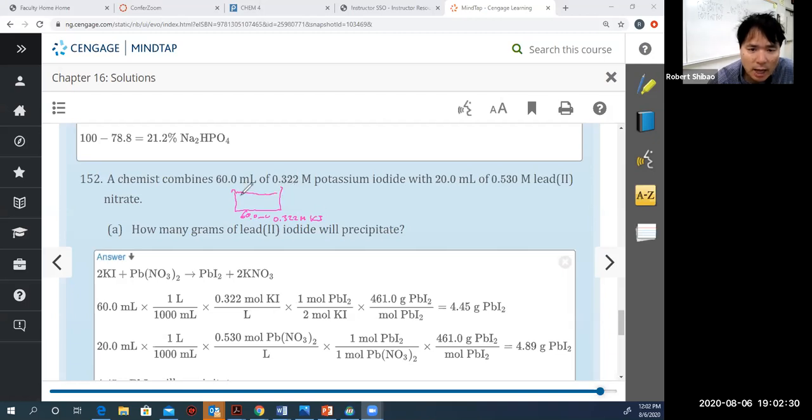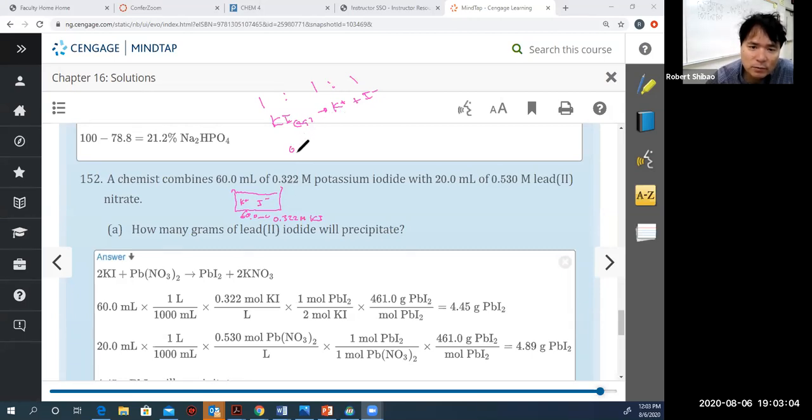For every KI, we have one potassium and one iodide. When we have KI aqueous, it's soluble. It splits up. This is a strong electrolyte, so strong electrolytes split up into potassiums and iodides. It's 1-to-1-to-1. For every KI that we have, we have one potassium and one iodide. What that means is we can use this as our conversion factor.